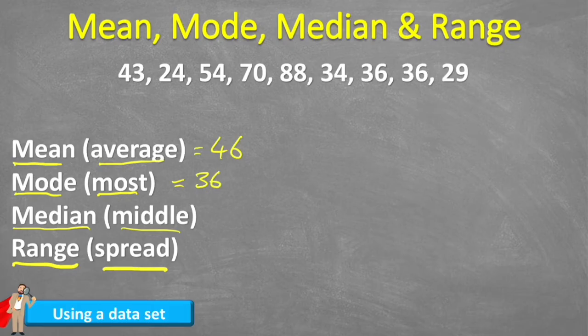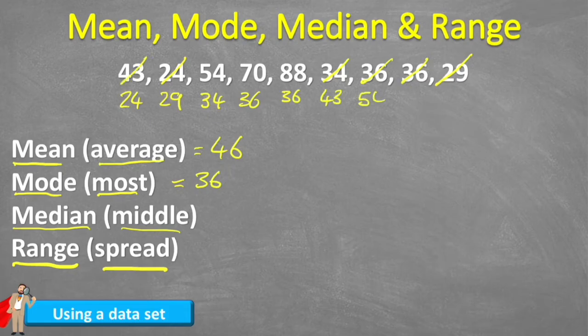Okay, and how about the median then? So we said the median is the middle number. So the first thing we have to do is write these numbers in a sequence, starting with 24 being the smallest, then 29, then we have a 34, then we have two 36s, then we have a 43, 54, 70, and finally 88.